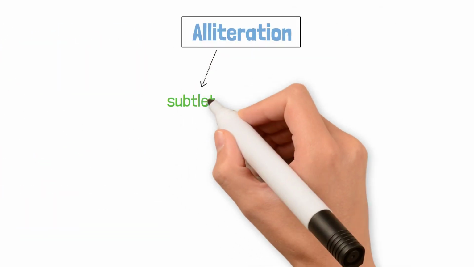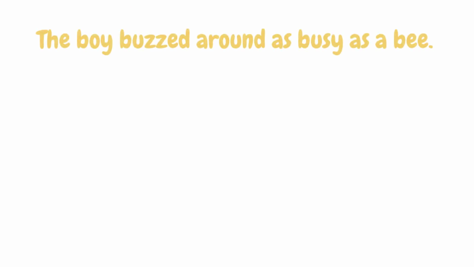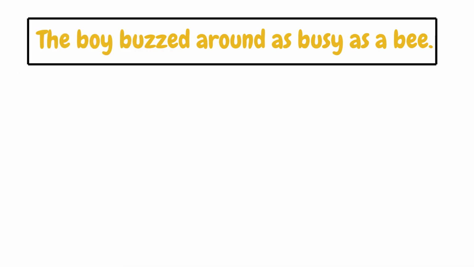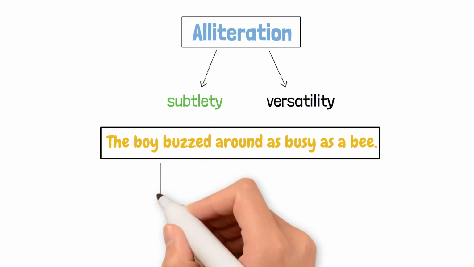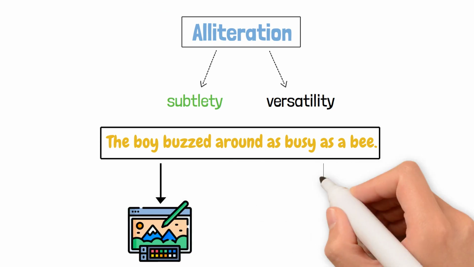The effectiveness of alliteration lies in its subtlety and versatility. Writers can craft sentences that flow seamlessly while incorporating these repeated sounds, enhancing the story's impact without overpowering it. By utilizing alliteration judiciously, writers can infuse their prose with both artistry and intention.